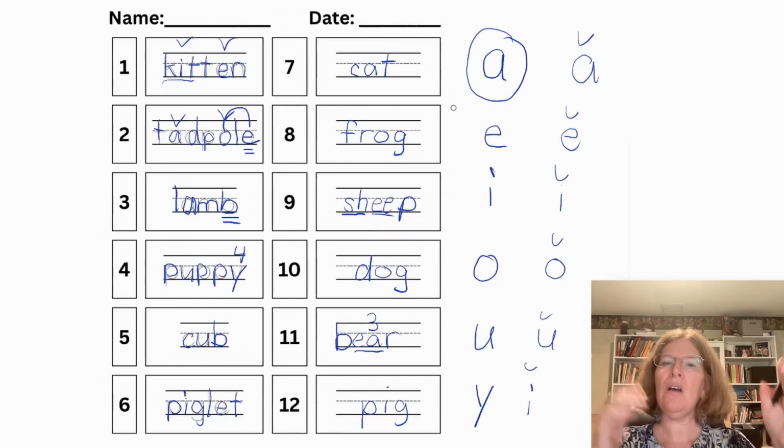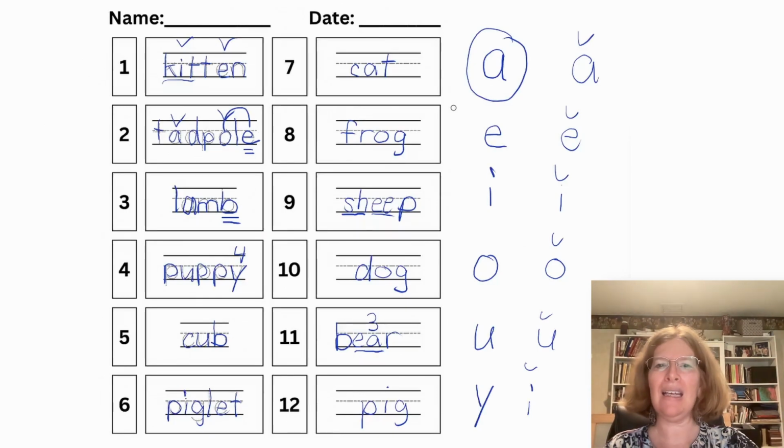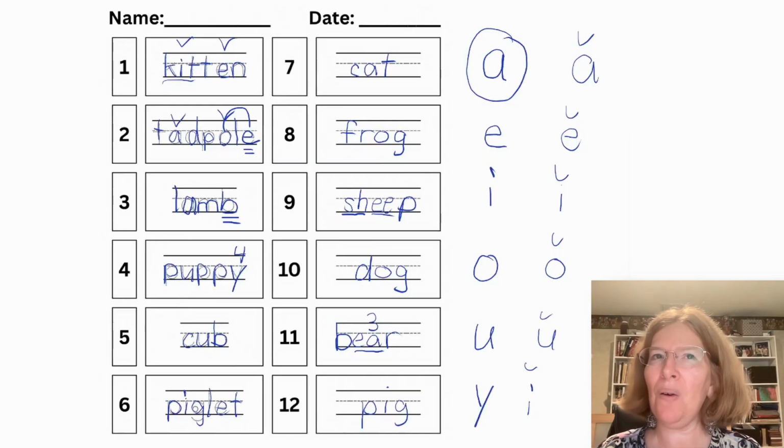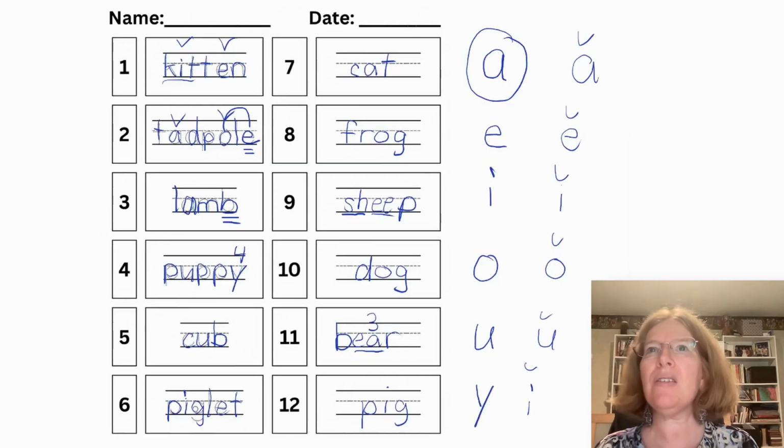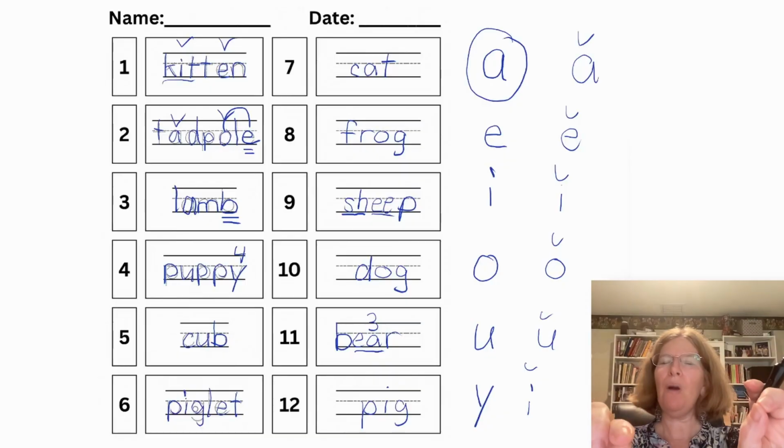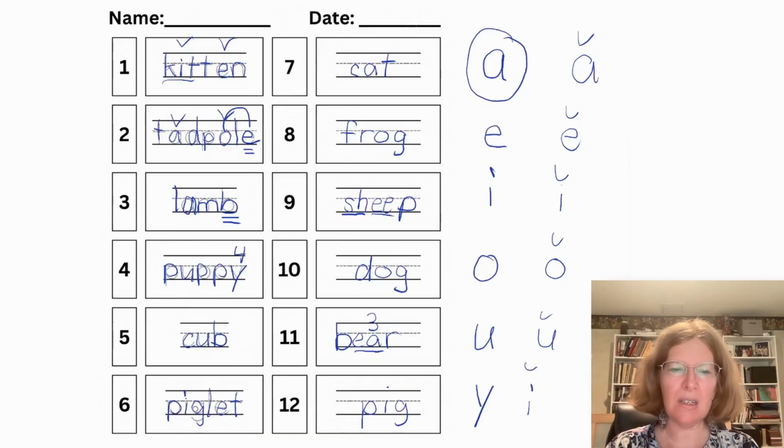Okay, now let's do the I. Kitten, and you get the picture. Piglet, pig, and then frog and dog. Hey, they rhyme. And cub and puppy. And then we're going to do the consonants now. Can you find the k sound? Now, right on the top is the perfect example for the letter C rule.